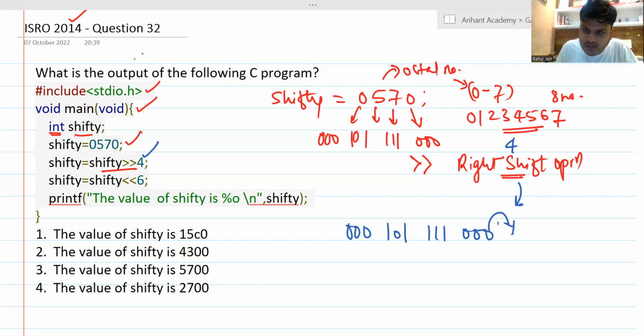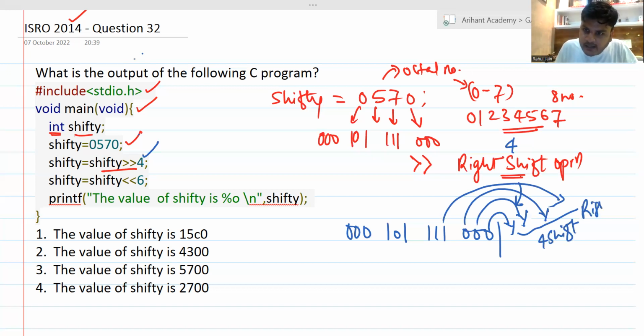This 0 will shift to the right. This 0 will also shift to the right. This 0 should also shift to the right. And this 1 will also shift to the right. That is what I did for the right shift operation. Now we need to eliminate the shifted bits. So what is remaining, I need to write in groups of 3 bits. Why? Because I am trying to represent them in a binary equivalent.